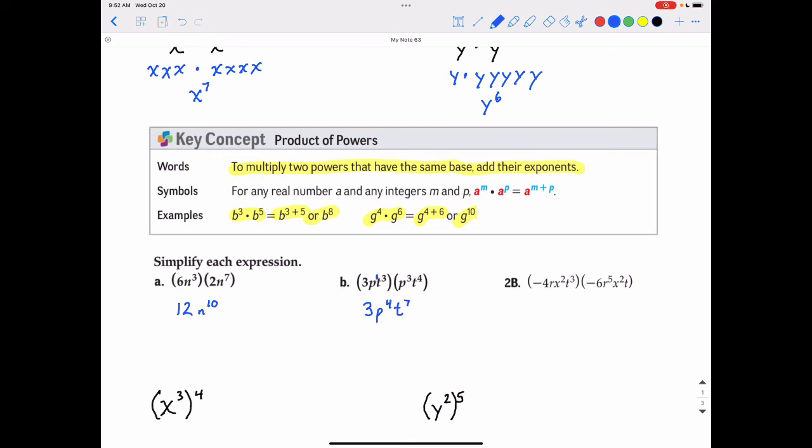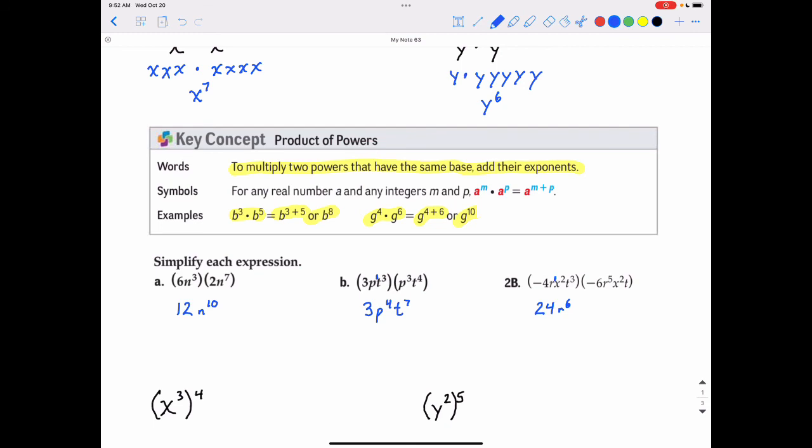And over on example 2b, negative 4r x to the 3rd, or x to the 2nd t to the 3rd times negative 6r to the 5th x to the 2nd t. So we will multiply the integers negative 4 times negative 6, because again, they're not exponents. We just multiply those together. That is 24, positive 24. And then I have r to the 1st power. Remember, that's r to the 1st power times r to the 5th power. That would be r to the 1 plus 5 or 6th power.